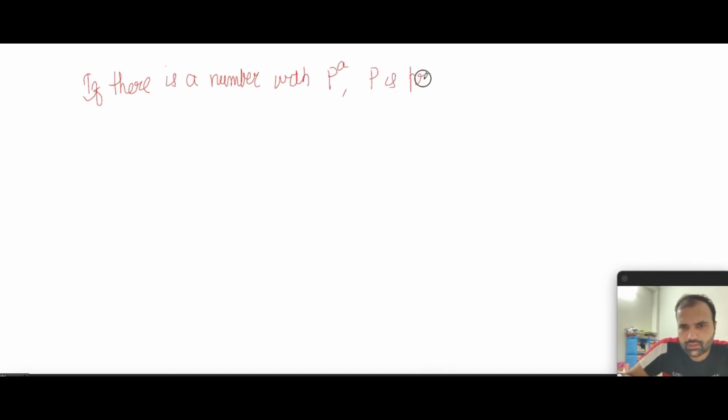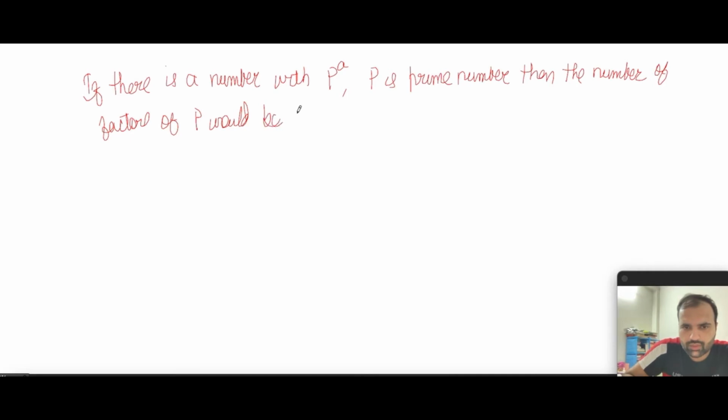So can we imagine something like this, that if there is a number p to the power a, provided p is a prime number, then the number of factors of p^a would be a plus 1. Can we think of something like this?